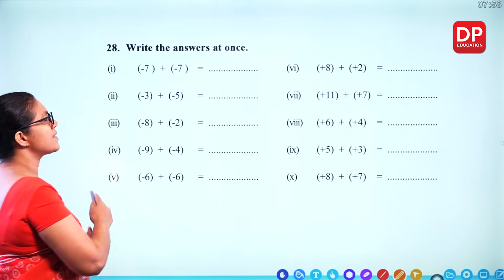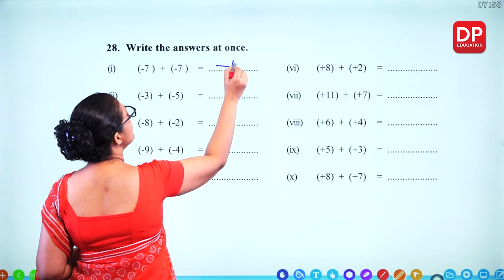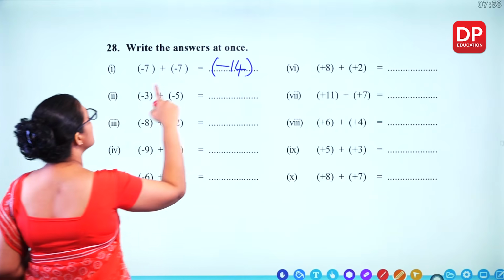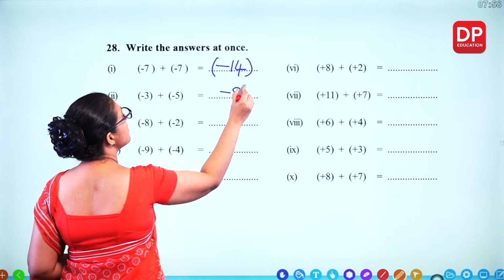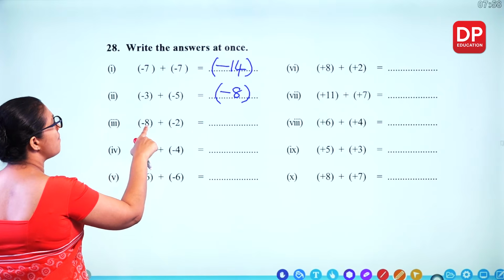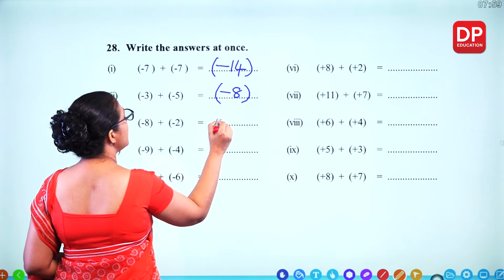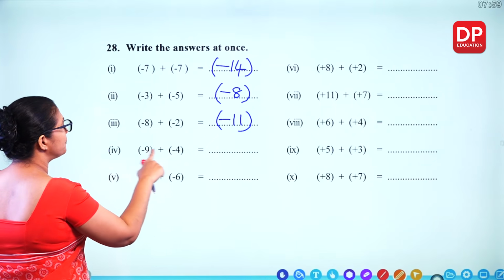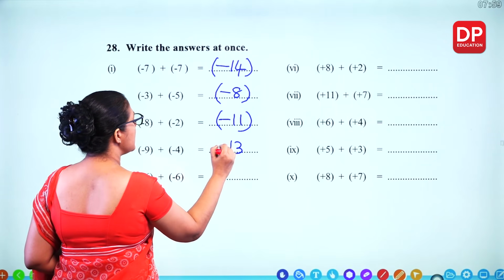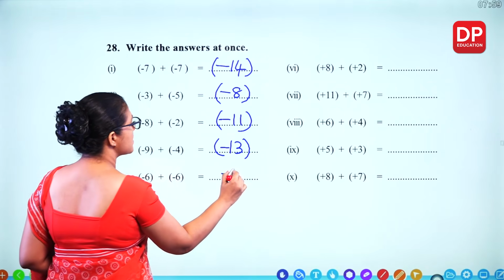Minus 7 minus 7. Both minus. Add and put the sign. Minus 40. Minus 3 and 5. Both negative. Add and put the negative sign. Minus 2 and minus 8. You get 11. 9 and 4. 13. That's minus. Minus 6 and minus 6.